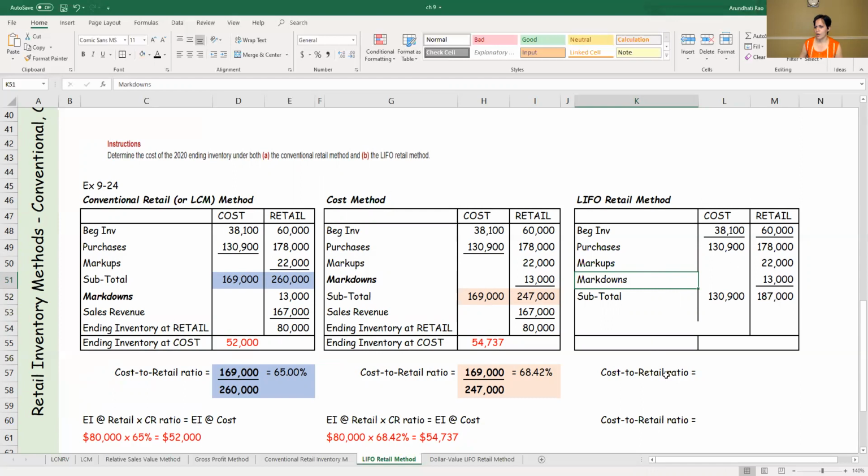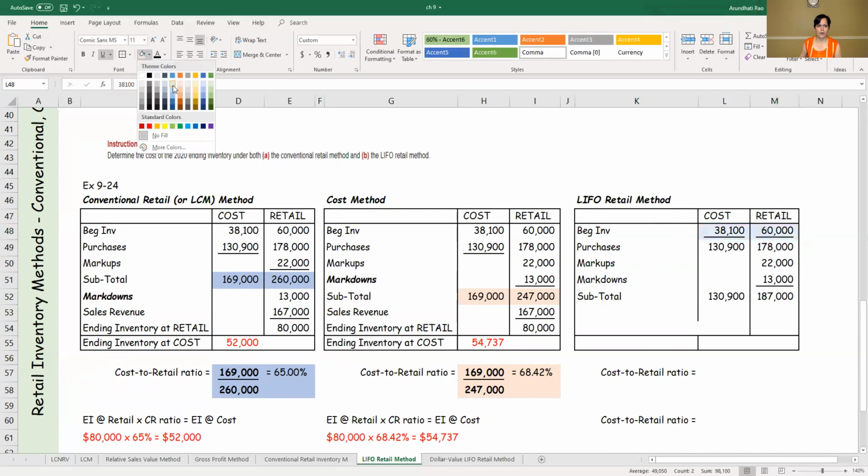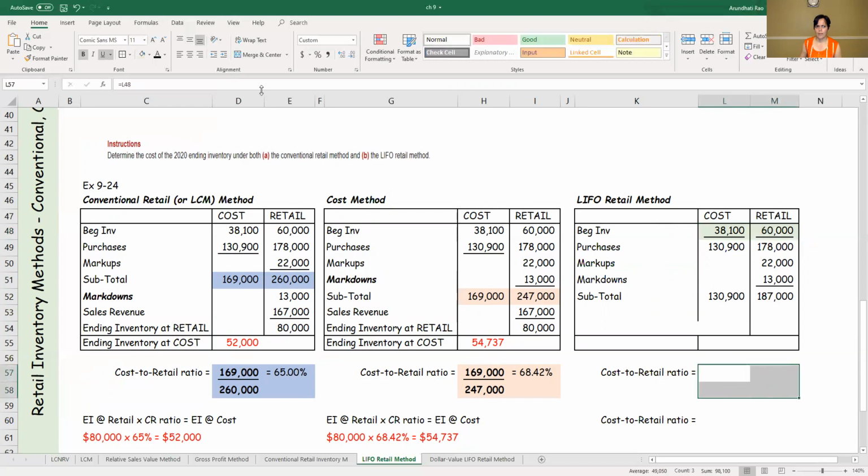So I have two cost to retail ratios I'm going to calculate. The first one is for beginning inventory. Again, trying to put different colors so we can see these numbers, how they come out to play. My cost to retail, only for beginning inventory, is 63.5%. So here what we are saying is that observable pattern between cost and retail, it changes year to year is what we are saying in the LIFO retail method. Here we are saying the pattern stays the same year after year. Here we are saying no, every year it's likely to change.